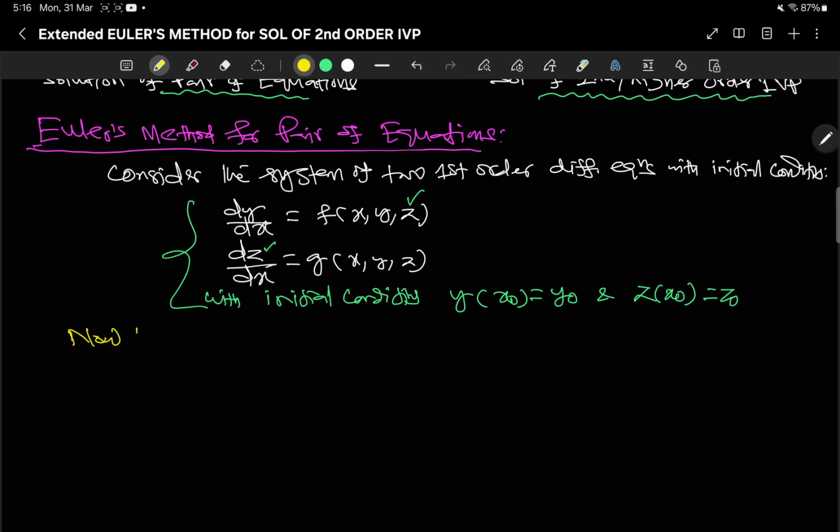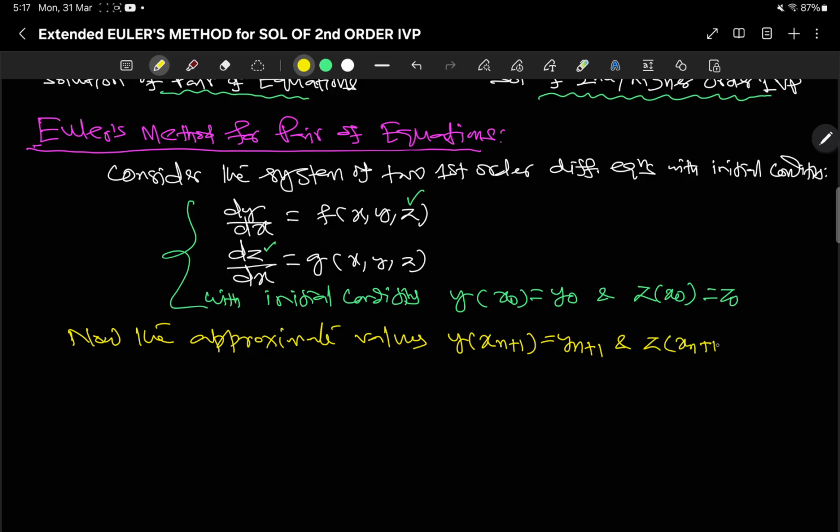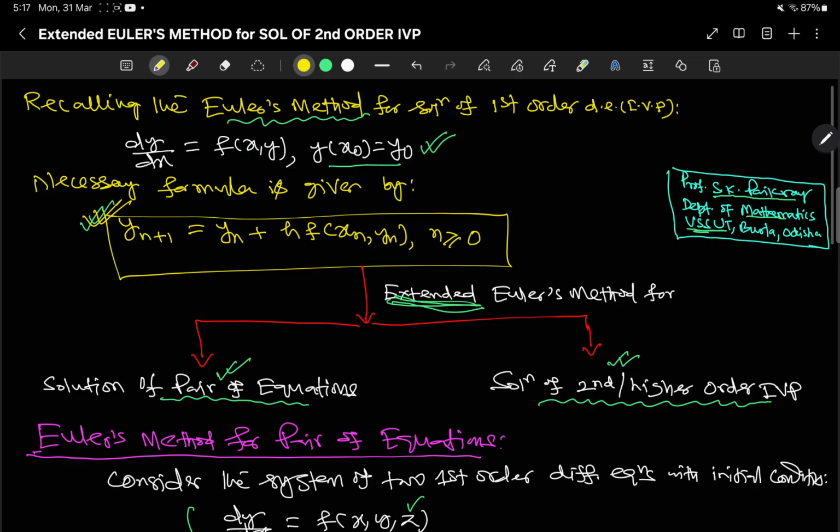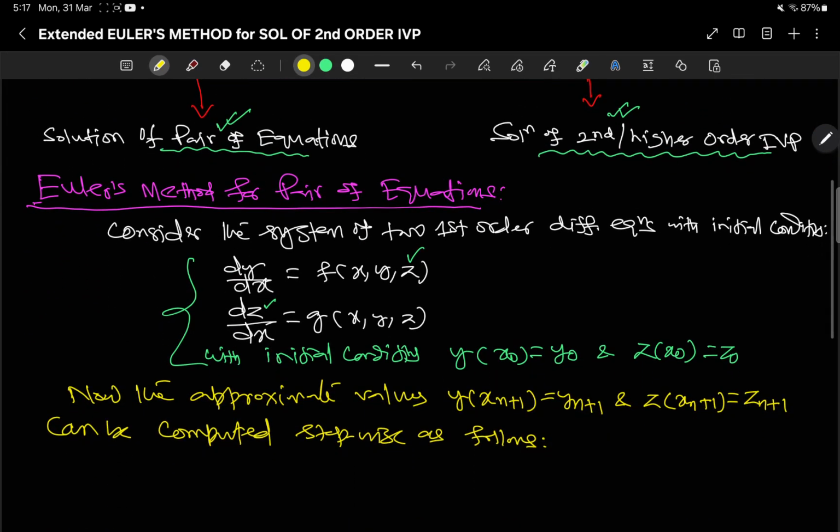Now the approximate values y(x_{n+1}) = y_{n+1} and z(x_{n+1}) = z_{n+1} can be computed stepwise as follows. In line with Euler's formula, we have the formula for the extended method.